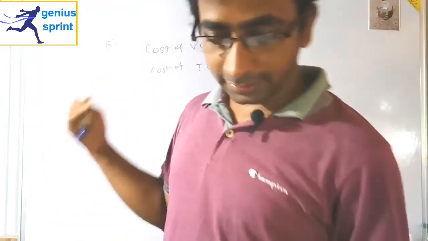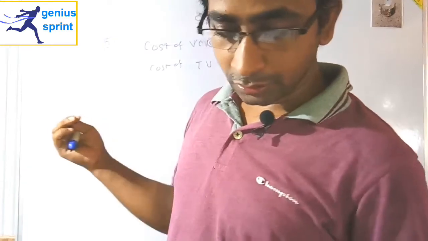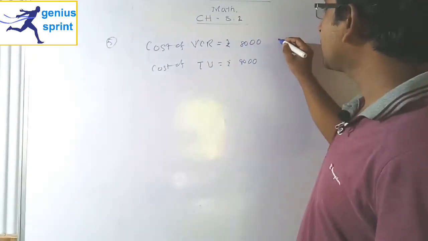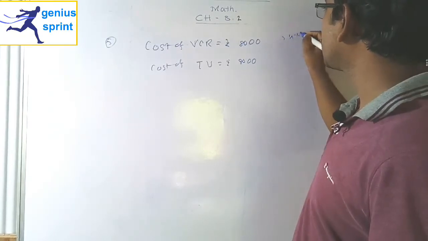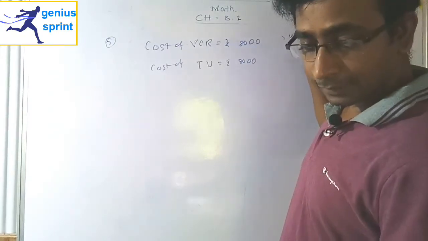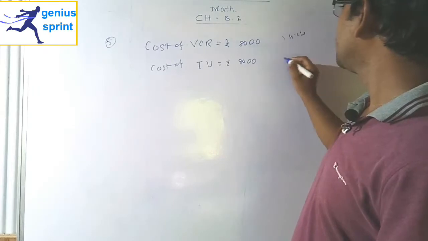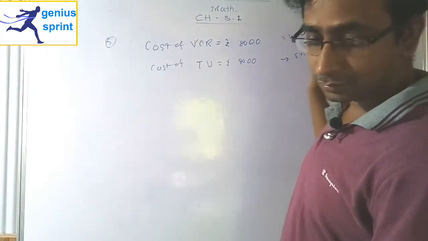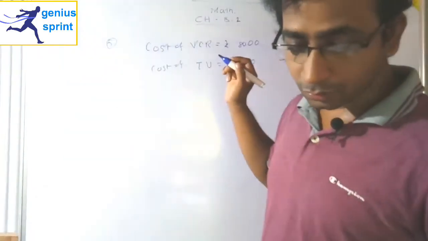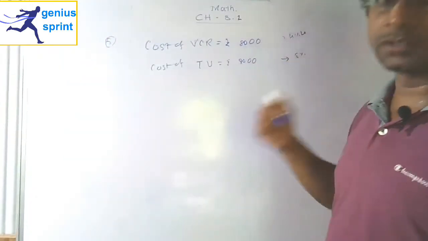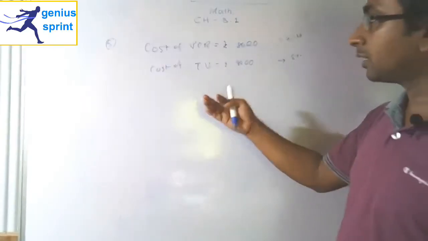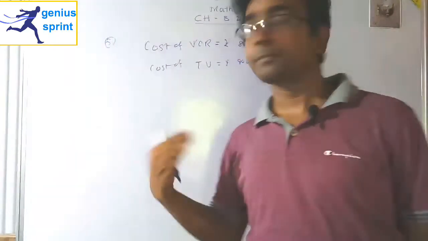So on single items, yes, the shopkeeper made a loss of 4% on the VCR. That means on the VCR he made a 4% loss. Okay, and a profit of 8% on the TV. Yes, and on the TV, that means 8% profit. Okay, so find the gain or loss percent on the whole transaction. That means after the whole transaction, after selling these two items, what may be his profit or loss.